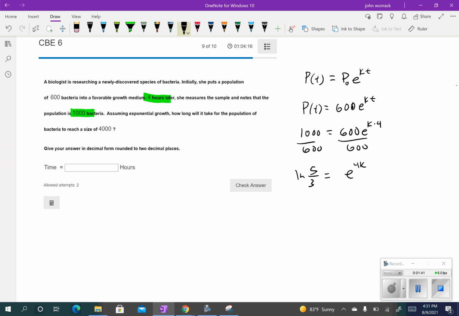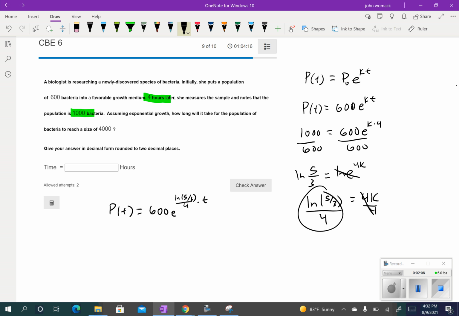Take the ln of both sides to get rid of that e. So ln of 5/3 equals 4K. Divided by 4, okay, that's what K is equal to. So now my function, my model, is P of T equals 600 e, and now I know what K is. It's the ln of 5/3 divided by 4 times T.